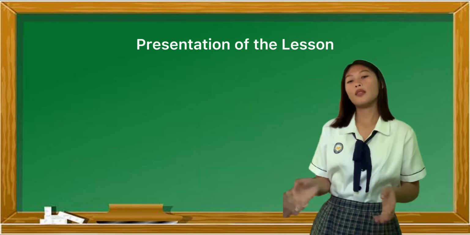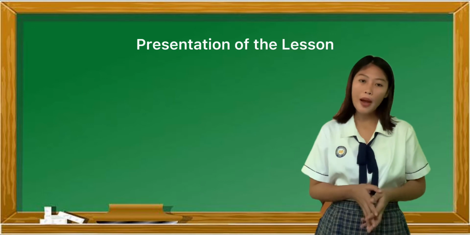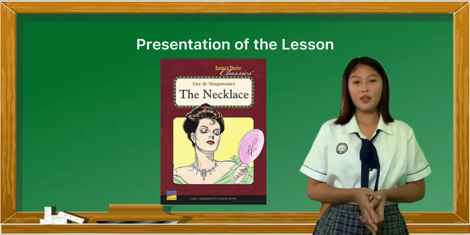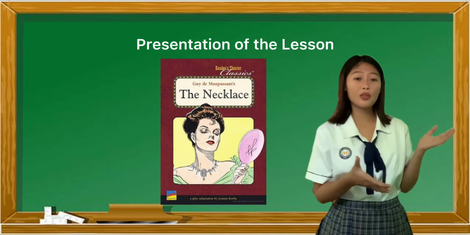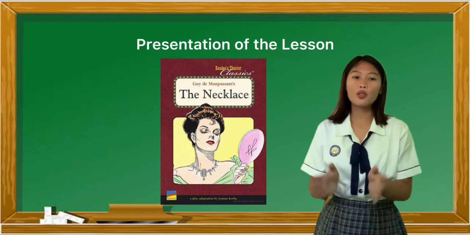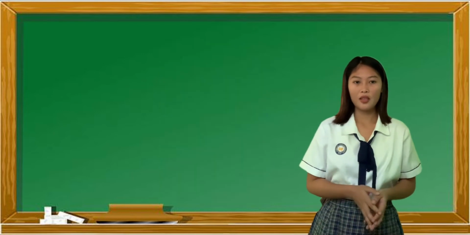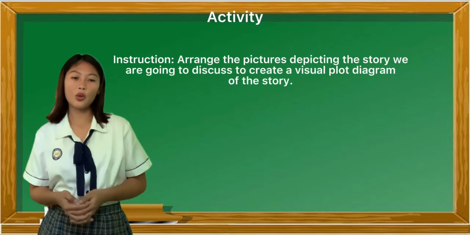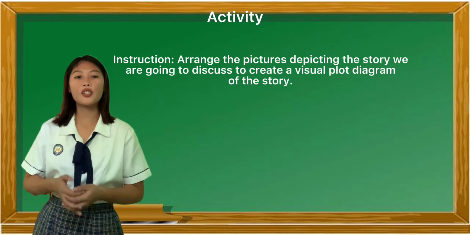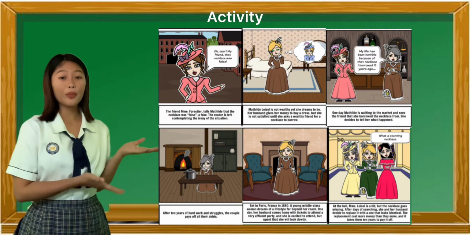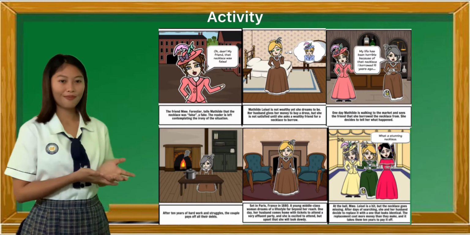The lesson or literature that we are going to talk about is the short story, The Necklace by Guy de Maupassant. Before we dig deeper into the story, I would like to show you some pictures depicting the story that we are going to discuss. Students, you are tasked to arrange the pictures to create a visual plot diagram of the story, The Necklace. So here are the pictures that you are going to arrange.